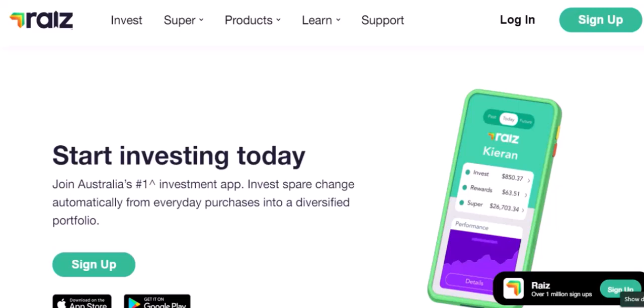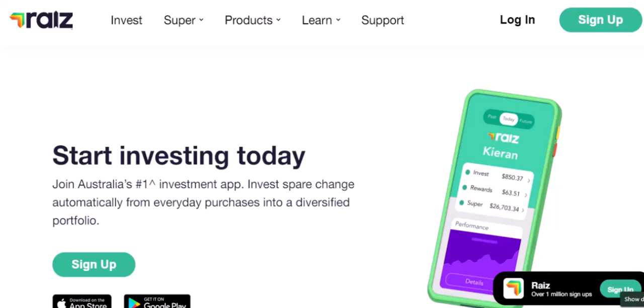Now, if you're exploring the world of Raiz, you've probably come across the term funding account. But what exactly is it, and why is it so crucial to your Raiz journey? Think of your Raiz funding account as the engine that powers your investment experience. It's the vital link between your everyday finances and the world of investing. Essentially, your funding account is the external bank account that you connect to your Raiz account. This is where the magic of microinvesting begins.